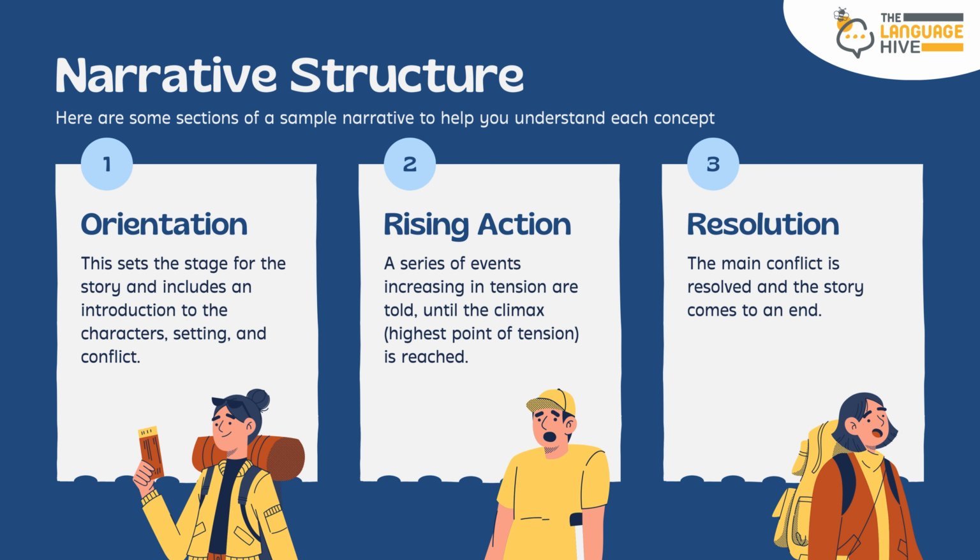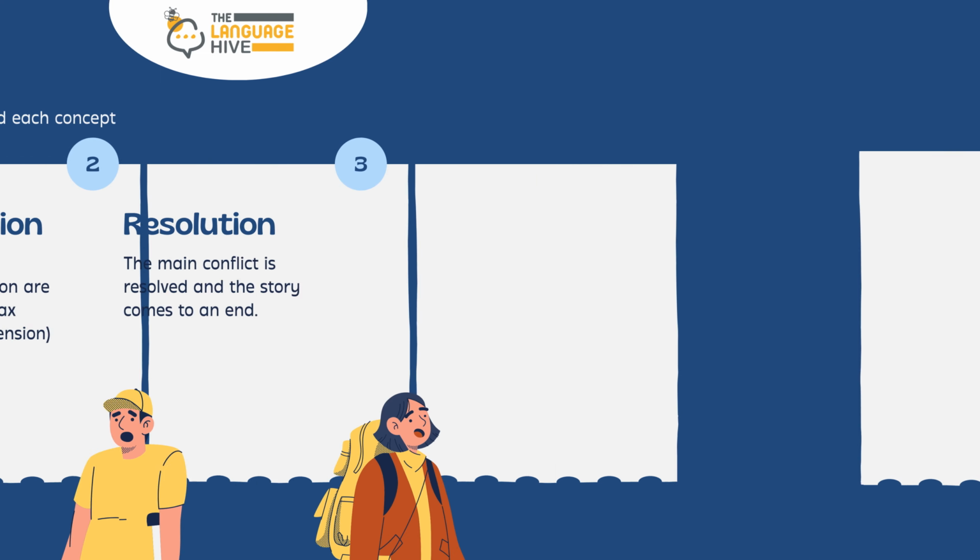Narrative structure. Here are some sections of a sample narrative to help you understand each concept. Orientation. This sets the stage for the story and includes an introduction to the characters, setting, and conflict. Rising action. A series of events increasing in tension are told, until the climax, highest point of tension, is reached. Resolution. The main conflict is resolved and the story comes to an end.